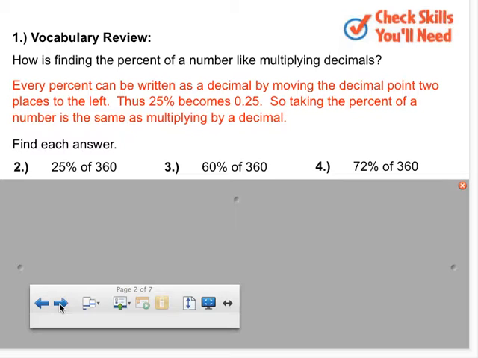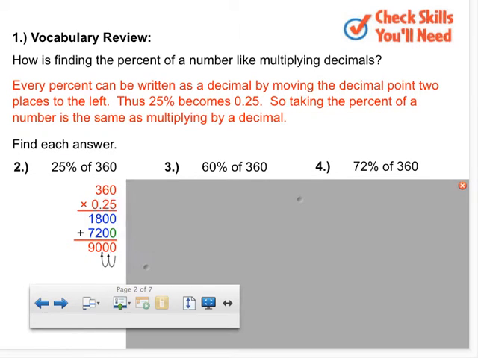So who has number 2? Who can share with us how we got number 2? Now, you might have used proportions, and that is one way to do that, but who can tell me how they got this? Attila? I got 90, and I turned the percent into a decimal. Okay. So it's equal to 0.25. Very good.